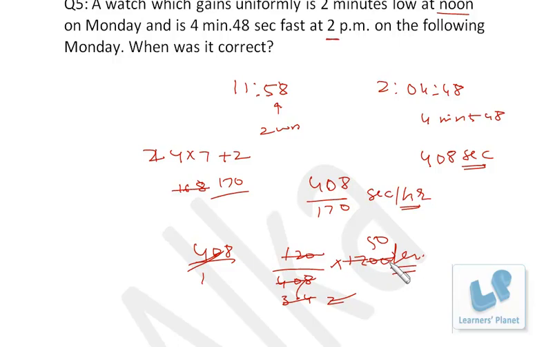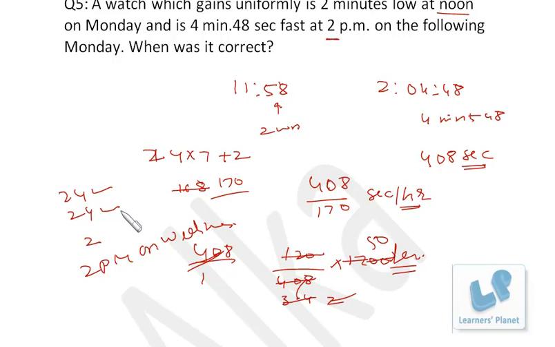So it will take 50 hours from 12 o'clock on Monday. So 12 o'clock on Tuesday, 12 o'clock on Wednesday, then 2 hours, that means 2 p.m. on Wednesday. Right? It will show the correct time.